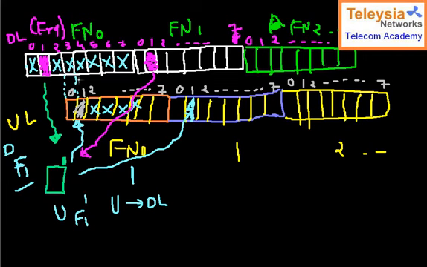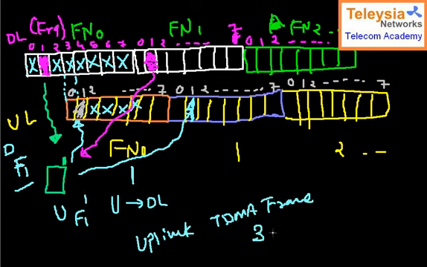You can see here the downlink and uplink. Your uplink TDMA frame has a 3 time slot delay. Your uplink TDMA frame got a 3 time slot delay, and the primary reason behind that is the mobile has only one RF circuit.